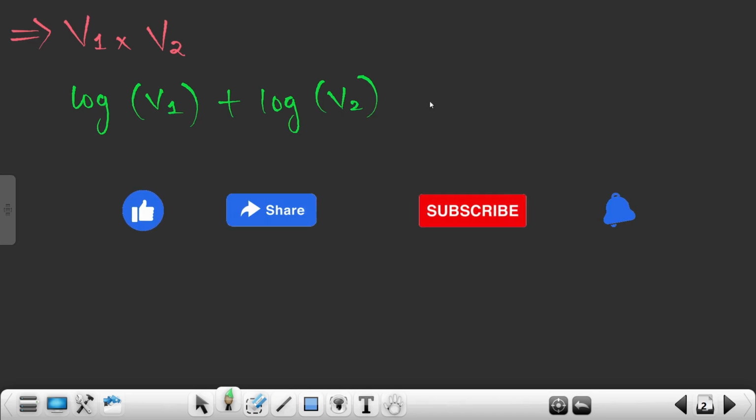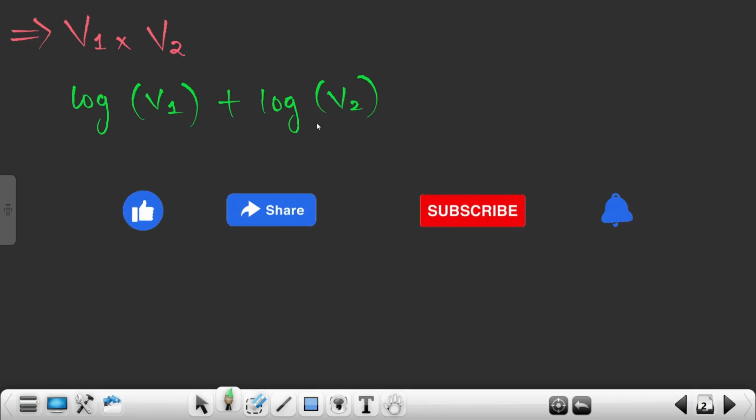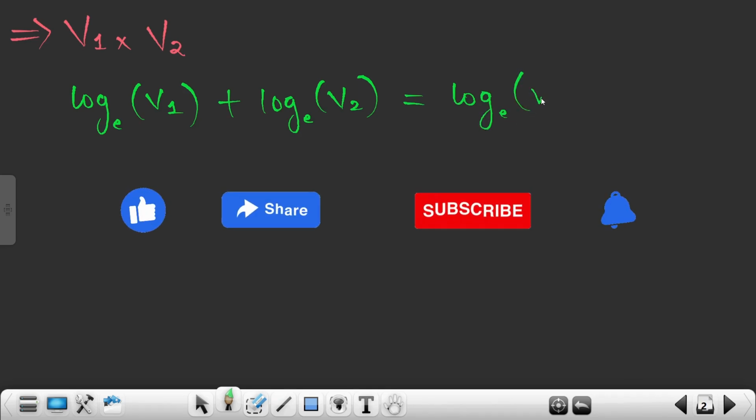So what is this particular formula? I hope that you all know the exact answer for this formula. There is this particular rule in logarithm: if you are adding two log terms, and if the bases of these log terms are the same, and as of now we have taken the base as e only, that means it can also be written as log to the base of e of V1 times V2. We can also write this equation in this way.